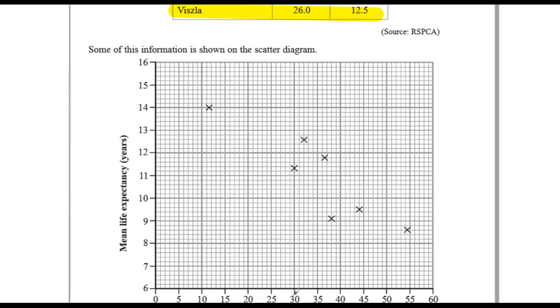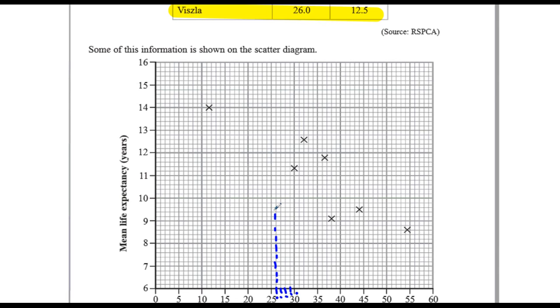mean weight. So let's figure out the scale here. We're on 25 and we've got 5 bars to get to 30. So it's 25, 26, 27, 28, 29, 30. Always check your scale. So this one is 26.